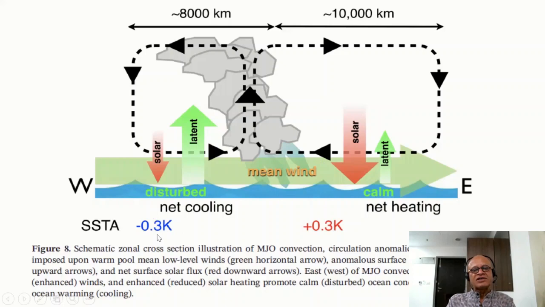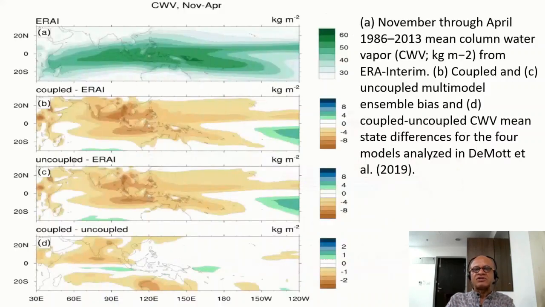Okay, so you can see that the SST cooling here is about 0.3 Kelvin, and warming here is about 0.3 Kelvin, but these are riding on very warm SSTs, so they are not that small in terms of their impact on the moisture dynamics and air-sea interactions and atmospheric response. People have looked at it.